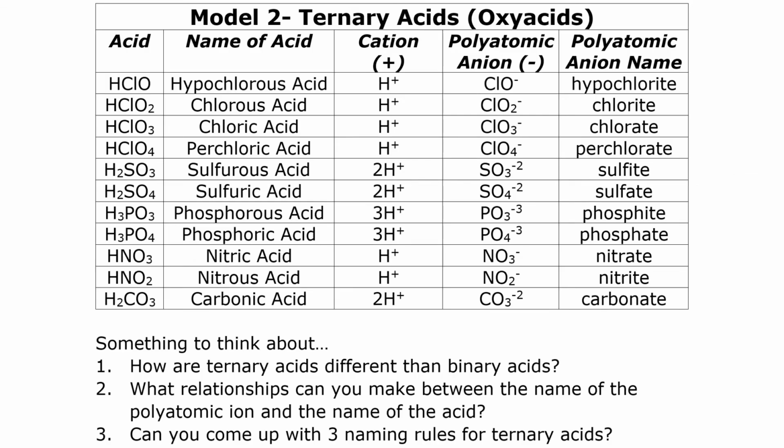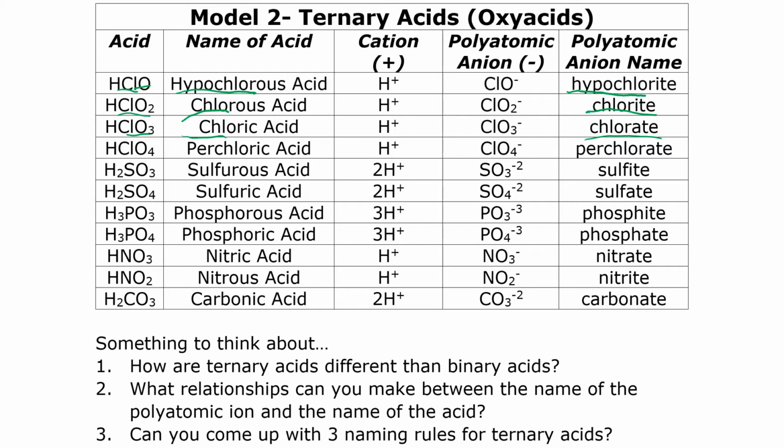So questions to think about. How are ternary acids different than binary acids? So definitely it contains more than just one other element. It has 2 in all these cases here, an element and oxygen. What relationships can you make between the name of the polyatomic ion and the name of the acid? So it looks like each one of them starts off with the beginning of the polyatomic anion name, right? So hypochlor, and then chlor for the chlorite, chlor for the chlorate.